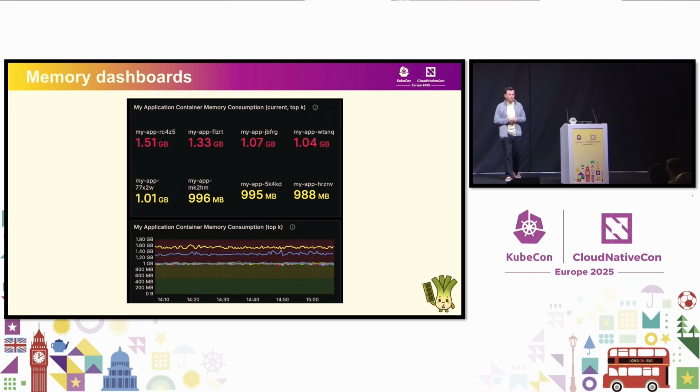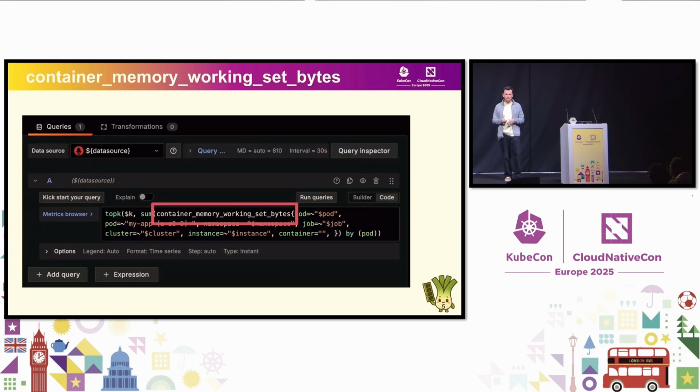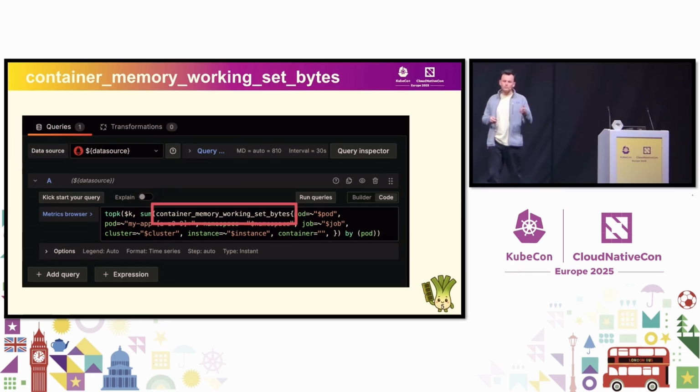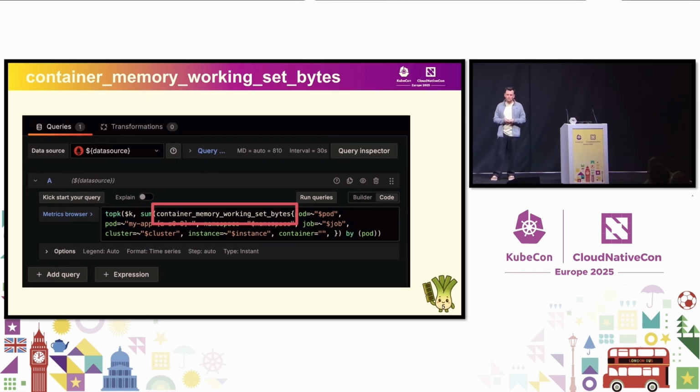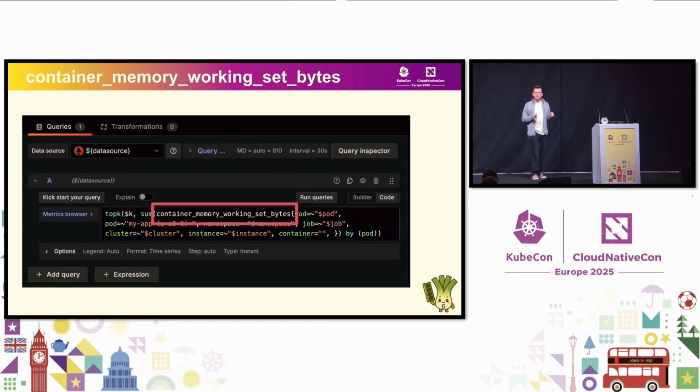So if you are checking this dashboard in particular, you might see something like this, and in your case, it might be the same. The memory metric that is actually used behind the scenes is this thing called container memory working set bytes. It's a pretty long name, and for me, it wasn't very clear what it was about. So let's try to understand where these metrics come from and how they're built.